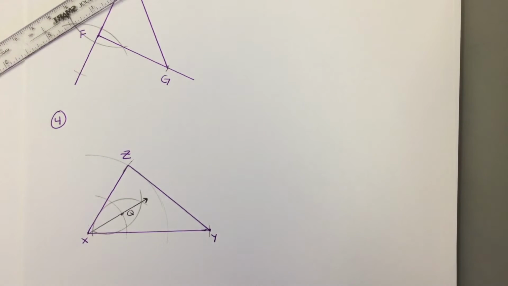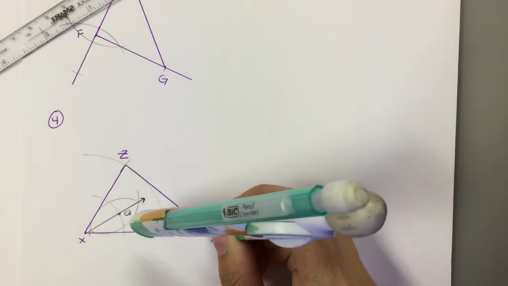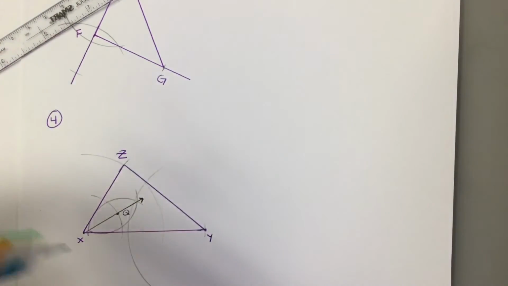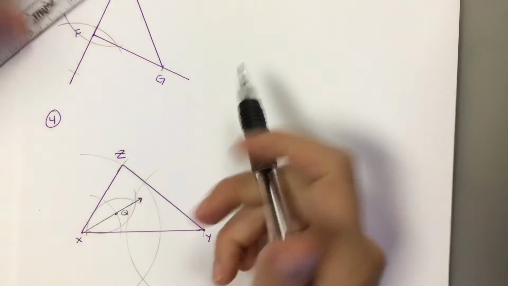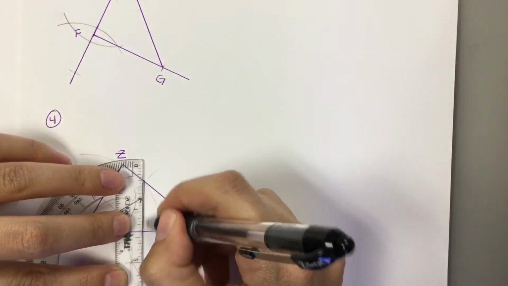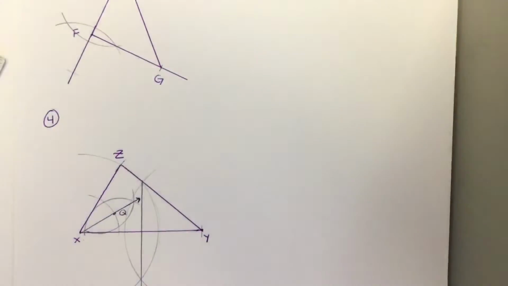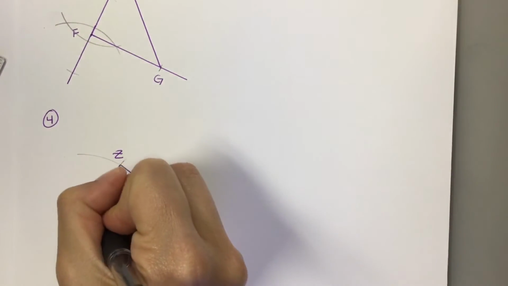Part B, we want to construct the perpendicular bisector of line XY. So here's the line XY, and I want the perpendicular bisector of XY. Put the compass point on Y, open it more than halfway, draw an arc, turn it around to point X, same compass setting, line up, and we have our perpendicular bisector of XY. So this is part B, this was part A.